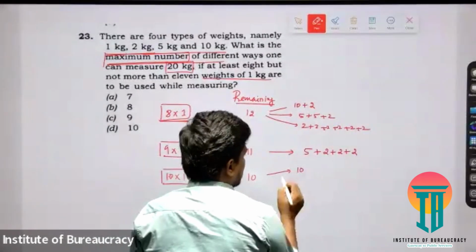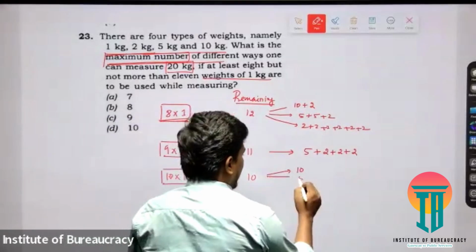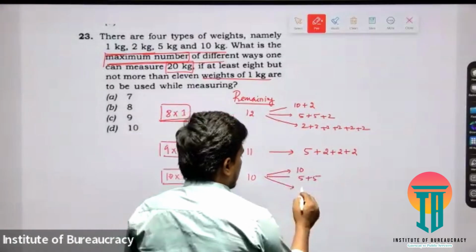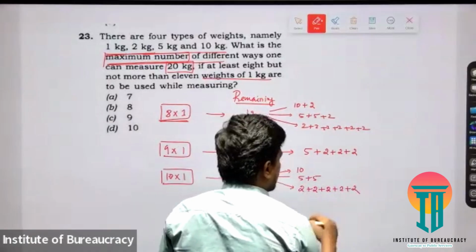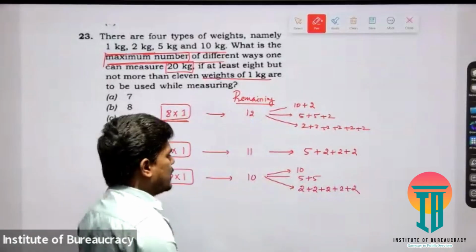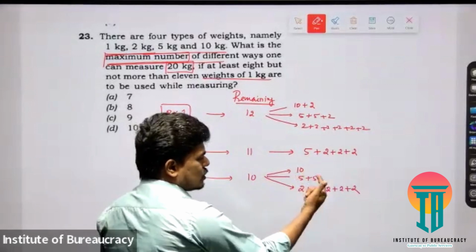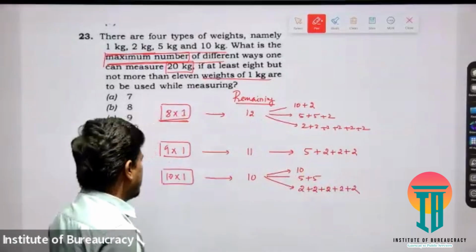Using just 10 kg, I can measure it, or 5 plus 5, 10 kg I can measure it, or 2 plus 2 plus 2 plus 2 plus 2, 5 times 2, 10 kg. So the combination we cannot use: 10 plus, we cannot add anything. 5 plus 2, 2, we cannot have 10. So only these are the 3 possibilities we have.